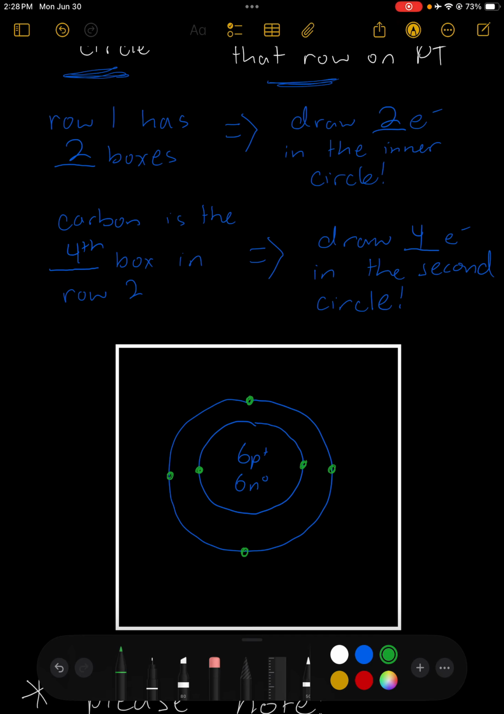Is it the prettiest thing in the world? No. Again, I hand drew it. Yours doesn't have to be super pretty and pristine and perfect, but you do have to have the correct amount of electrons in the correct place, and that's how you do it.